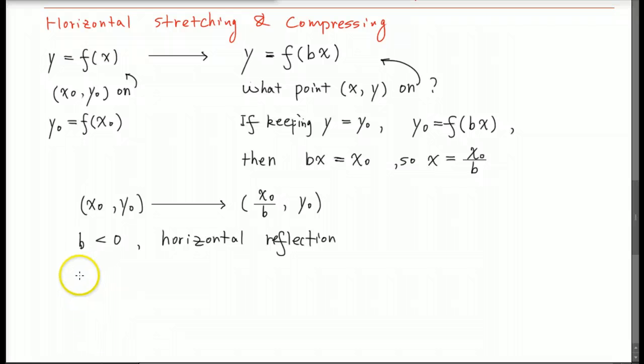And then depending on b, let's put the absolute value. If the absolute value of b is more than 1, then x0 divided by a number more than 1 should be smaller. You get a smaller result. So that's why it's going to be a horizontal compression.